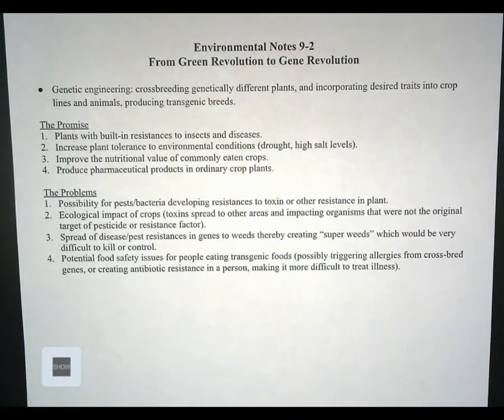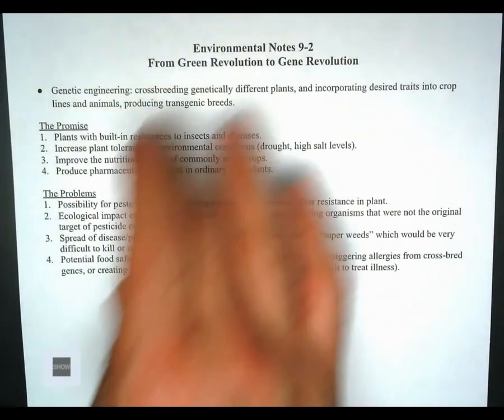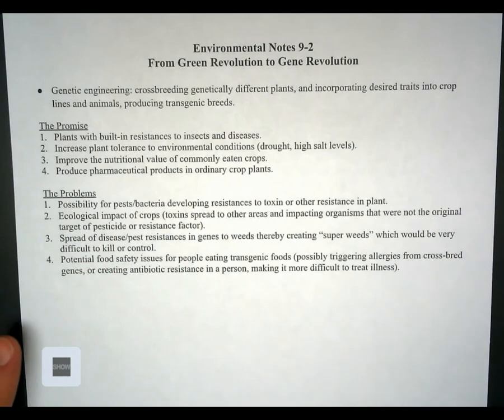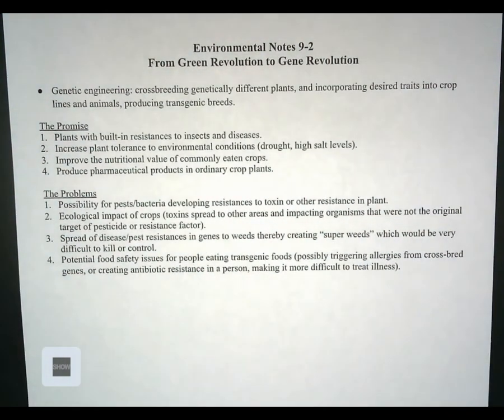Continuing from that, genetic engineering is crossbreeding genetically different plants and incorporating desired traits into crop lines and animals, producing transgenic breeds. Okay, so let's look through the promise and the problems, and then we'll expand out in our discussion off of this stuff. We'll branch off. You guys can ask questions. We can discuss different parts of it or whatever.